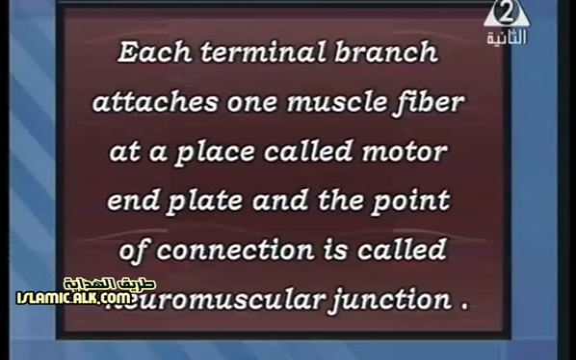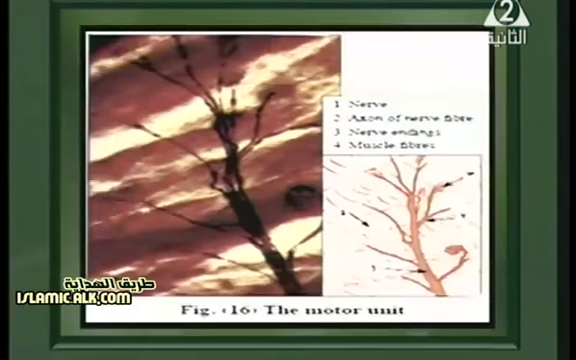called the neuromuscular junction. Again, each terminal branch attaches what? One muscle fiber at a place called the motor end plate. What about the other end? The connection is called the neuromuscular junction. And this is the shape or form of the motor unit. Different branches, and each one of them is connected by two points.